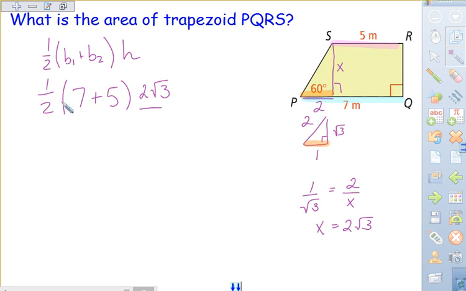So 1/2 of 12 is 6. 6 times 2 is 12. So we get 12 roots of 3. If we had to round this, that would be approximately 20.8. Label would be square meters.